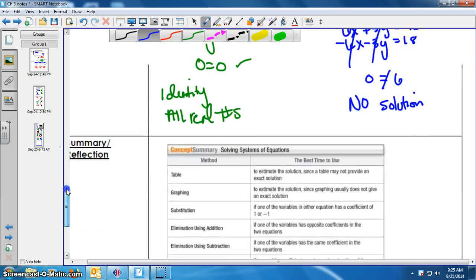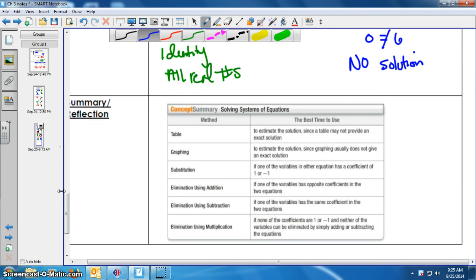All right, and down here is just a summary of the different types that we've talked about. Graphing, we haven't really talked about a table, but graphing, substitution, and then elimination.